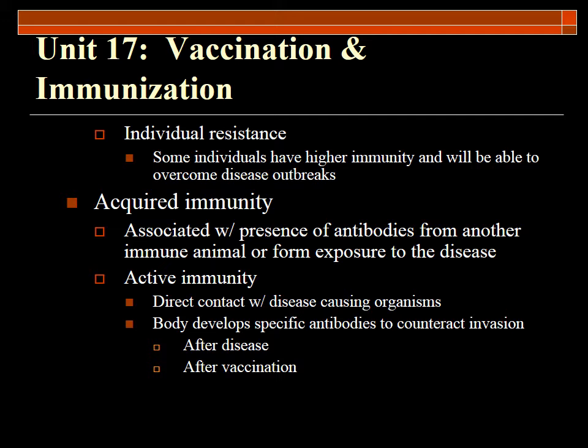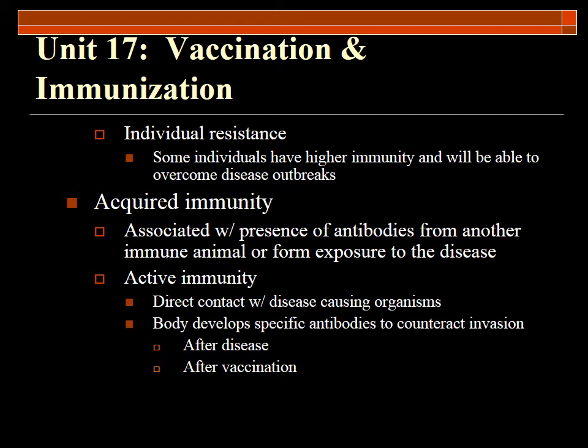Next is what we call acquired immunity, so associated with some kind of presence of antibodies from another immune animal in the form of exposure to the disease. So we can have active immunity, so direct contact with a disease-causing organism. So they have a calf exposed to a particular disease-causing agent, and they don't necessarily outbreak with the disease. They start to develop these antibody titers against that specific disease. Some of those things do develop after they do have an active infection.